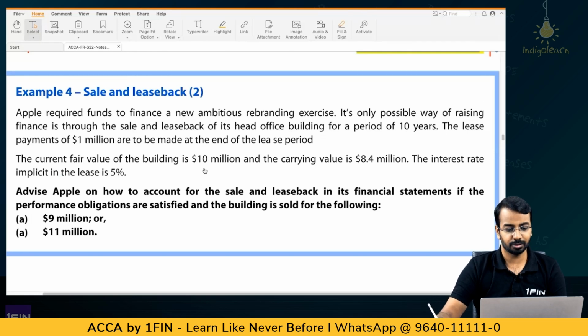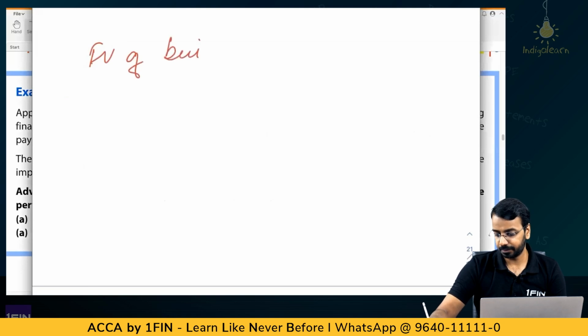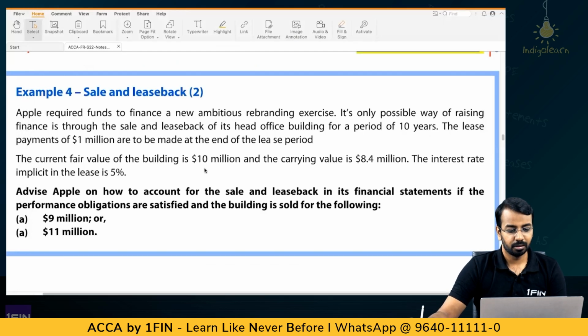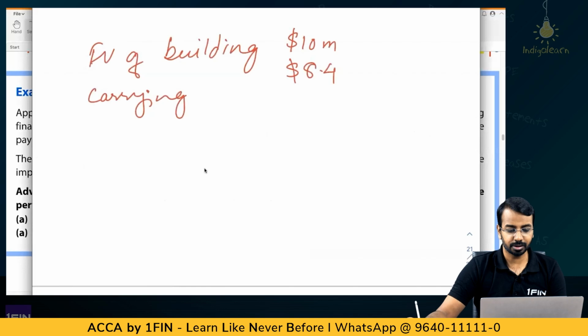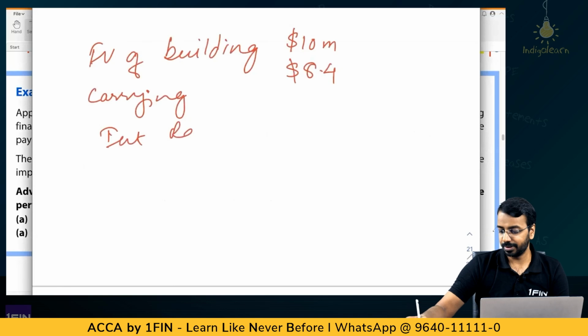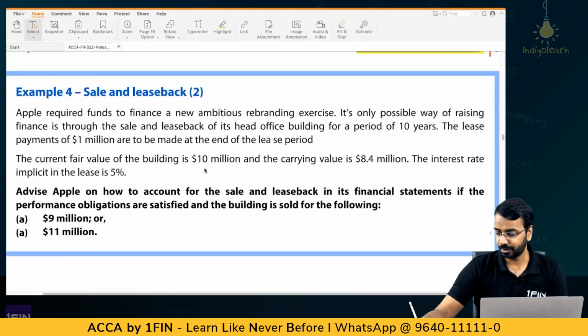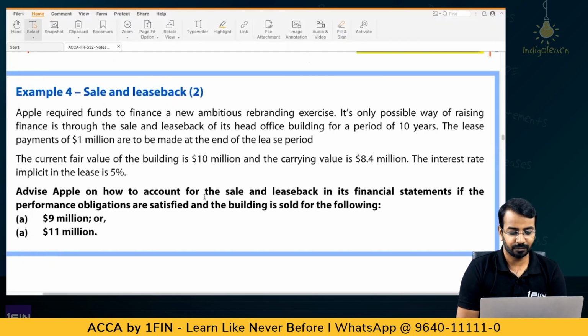So, let us note down the numbers. Fair value of building is $10 million. Carrying value is $8.4 million. Interest rate implicit in the lease is 5%. Advise how to account for the sale and leaseback transaction in the financial statements if the performance obligations are satisfied and the building is sold for the following.